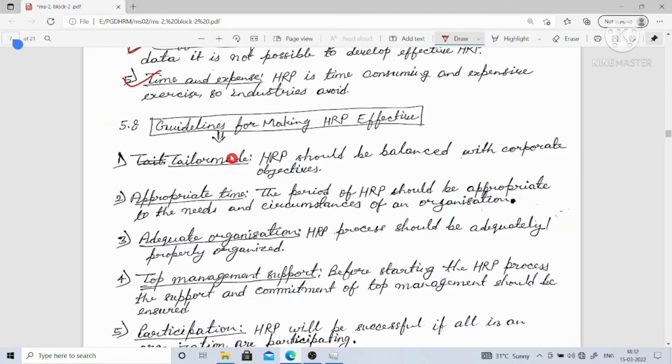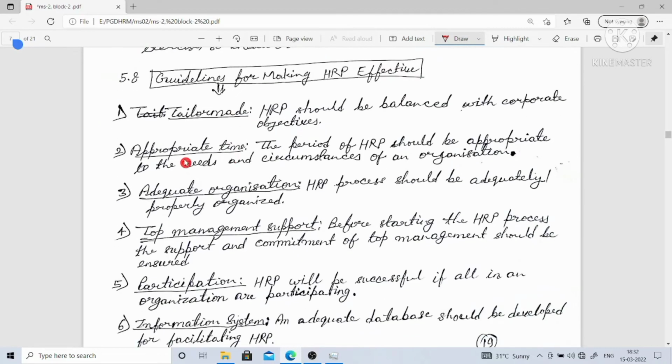Guidelines for making human resource planning effective. First guideline given: tailor-made. Human resource planning should be balanced with corporate objectives. Means whatever human resource planning is used should be in balance with the corporate objectives, for example, in how many fields the corporation wants to establish its business or other kinds of activities. According to that, human resource planning should be done.